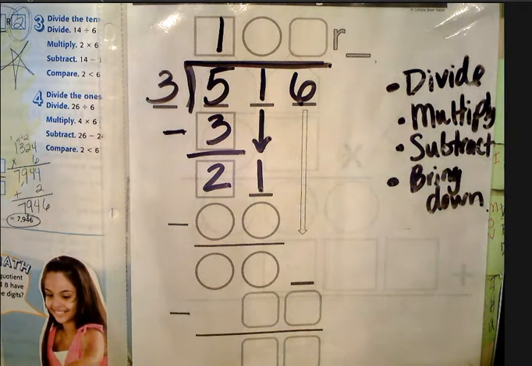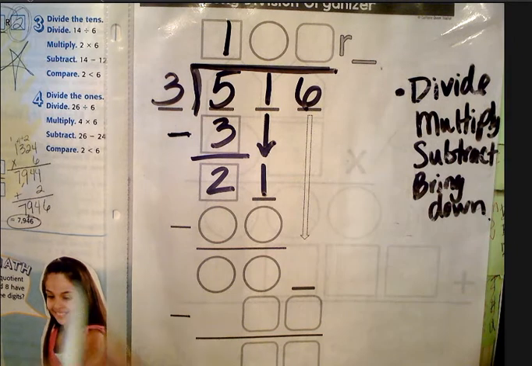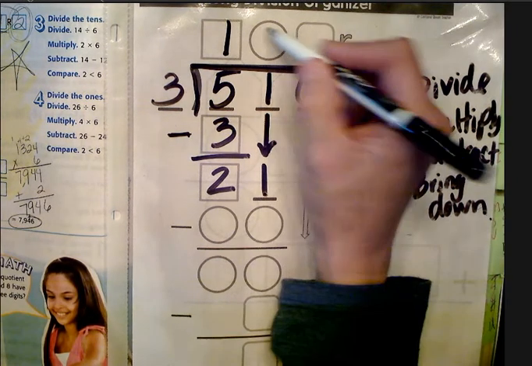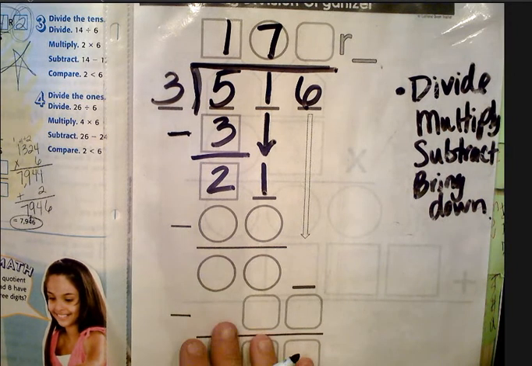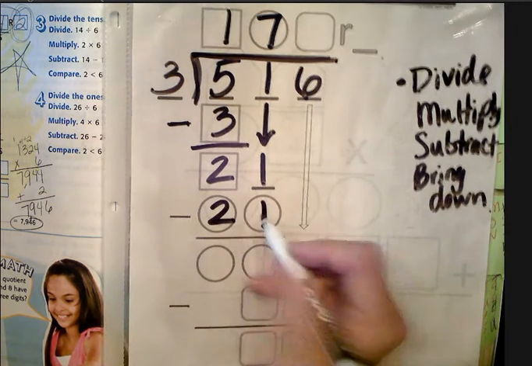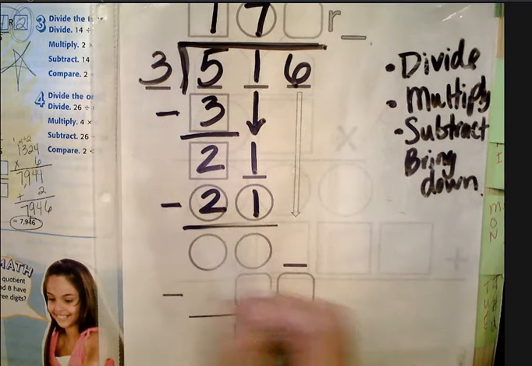Now we go back up to the top and we do it again. We go back to divide. How many times does 3 go into 21? Some of you guys might recognize that math fact. 3 times 7 is 21, so it's going to be a 7 up top. If you didn't recognize that math fact, you can skip count, you can look at a multiplication table. All of those things to help get you that answer. 7 times 3 we multiply is 21. Now we subtract. 21 minus 21 is 0.